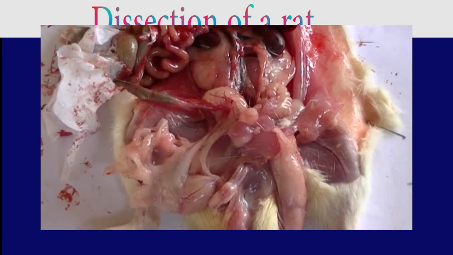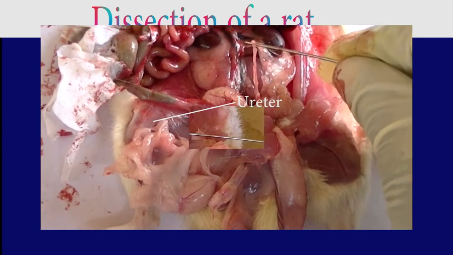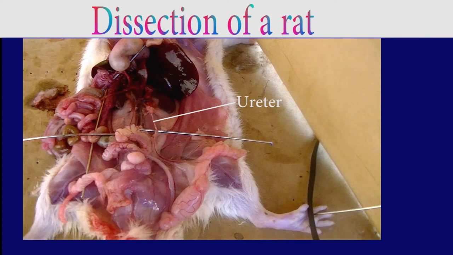The urogenital system of a male rat includes kidney, ureter, vesicular seminalis, coagulating gland, vas deferens, prostate gland, urinary bladder, caudal epididymis, testis, and cupped epididymis.